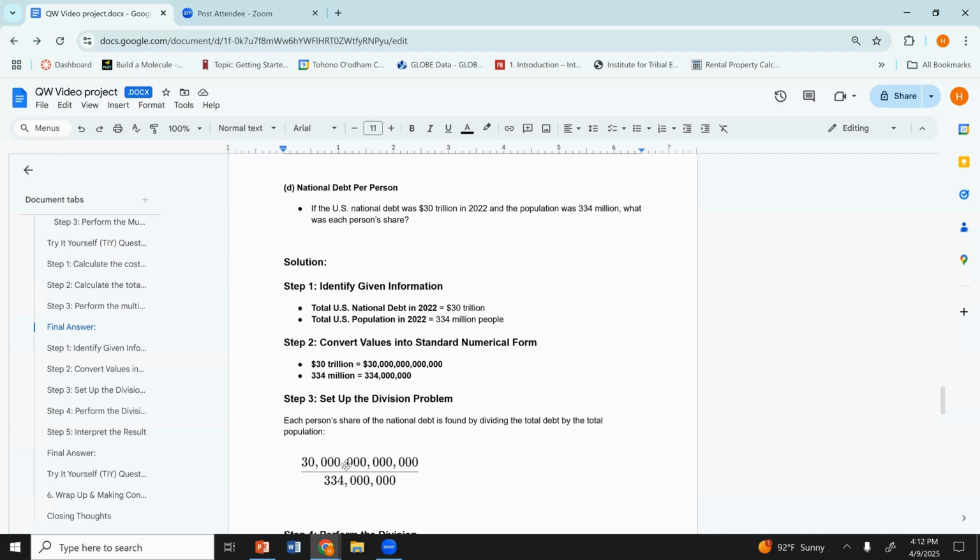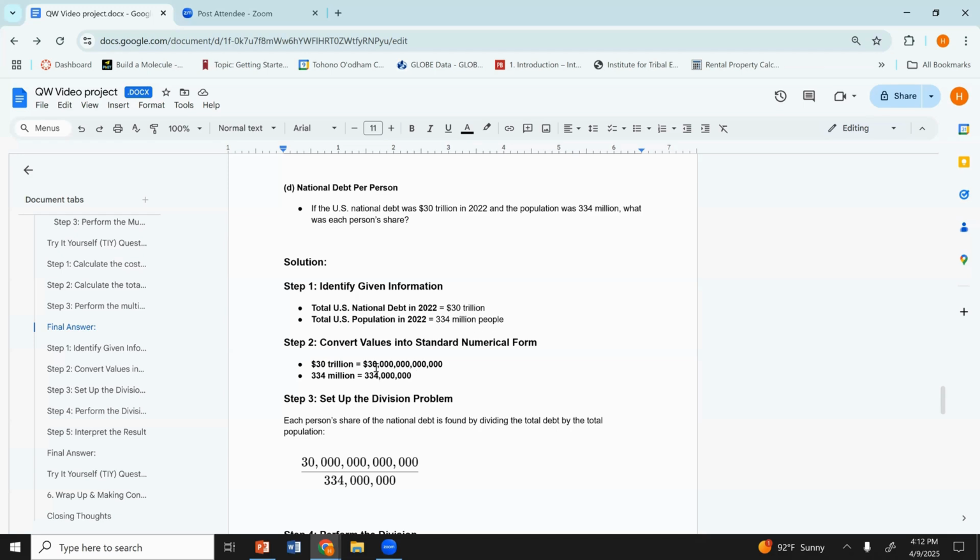Okay, so let's gather some information here. So we said in 2022, the national debt is 30 trillion with 12 zeros, and the population was 334 million people. Okay, so it's important for us to write out these numbers because we're dealing with large numbers. Let's write out the numbers.